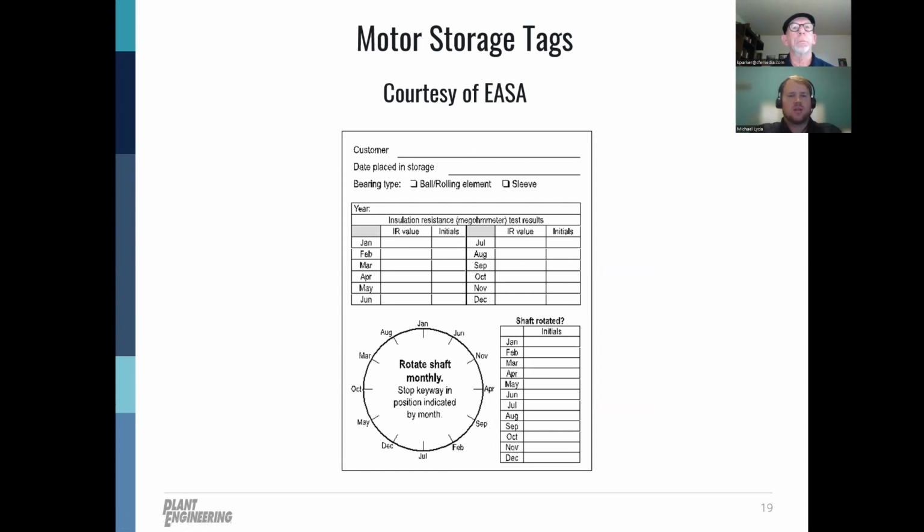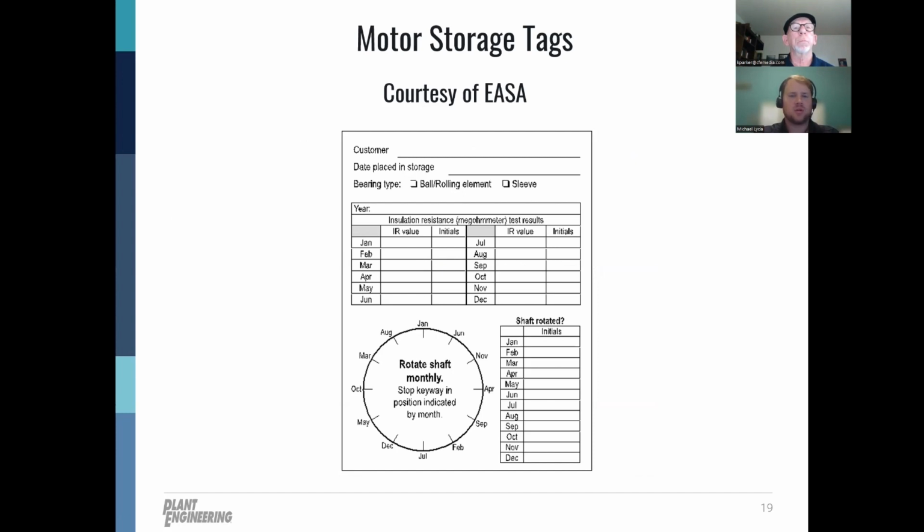So let's take a look at a few steps to take when you're moving forward with eliminating problems occurring with the motors during the storage process. This was a nice tag. Appreciate our friends over at ESA, again, that's Electrical Apparatus Service Association, for supplying us this. And they set some guidelines on data to take at least monthly on your stored motors.